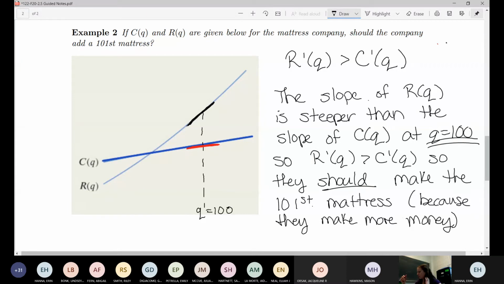Hopefully that makes sense. Questions, concerns on that example, but we'll go on to the last one.